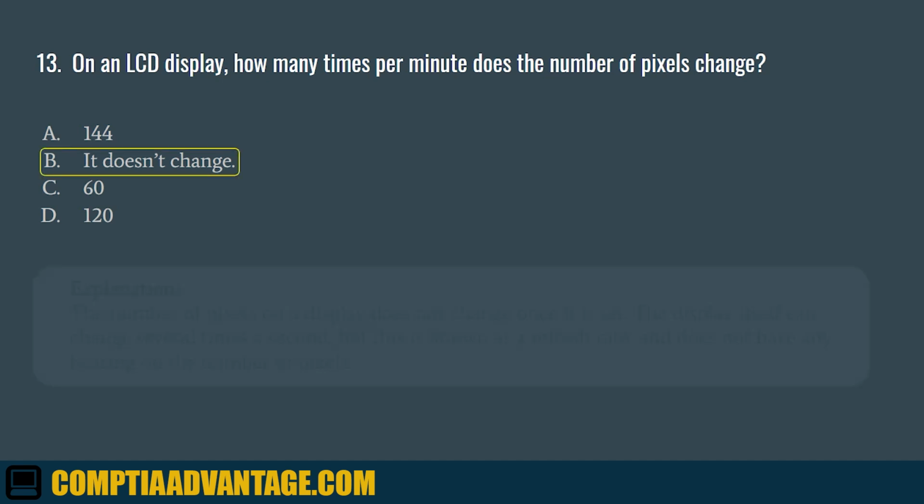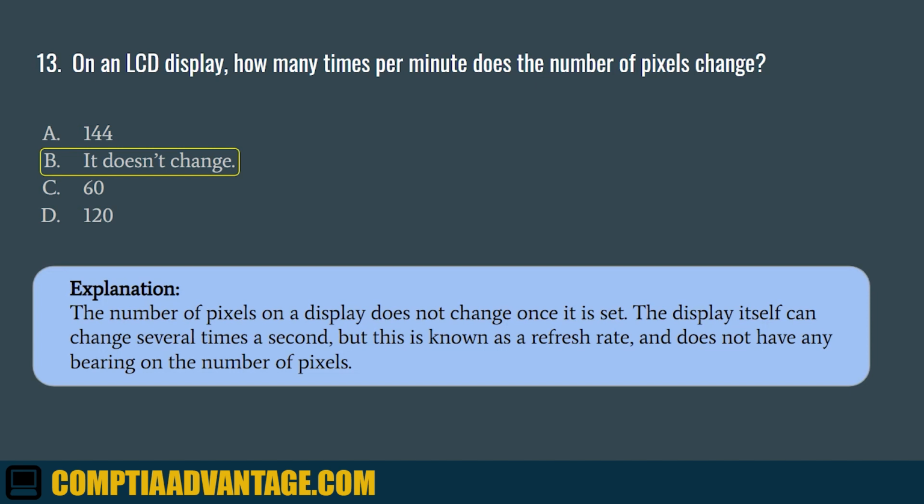It doesn't change. The number of pixels on a display does not change once it is set. The display itself can change several times a second, but this is known as a refresh rate and does not have any bearing on the number of pixels.